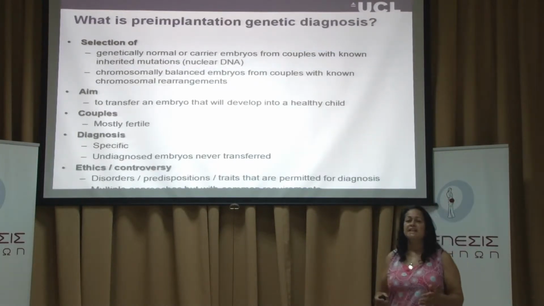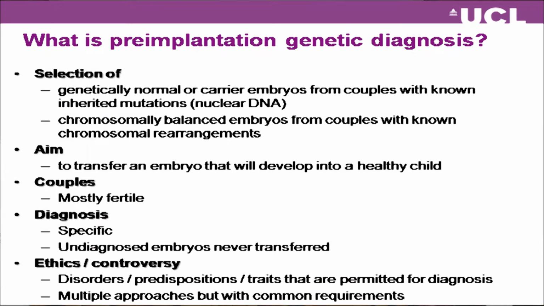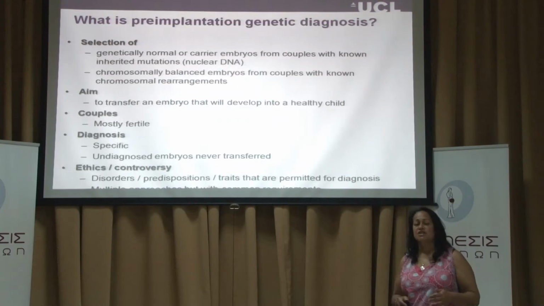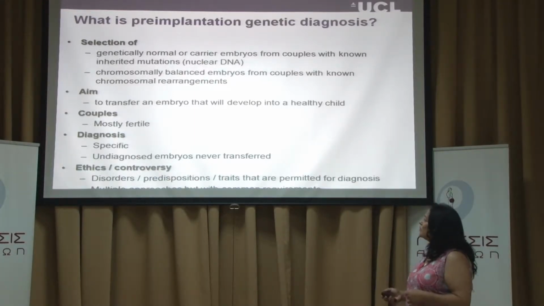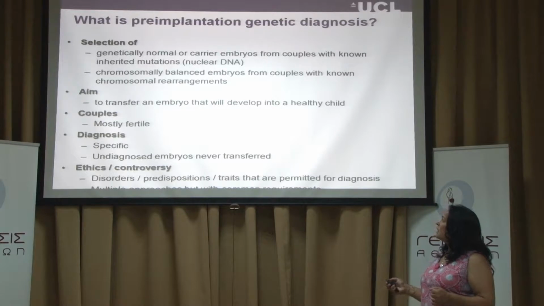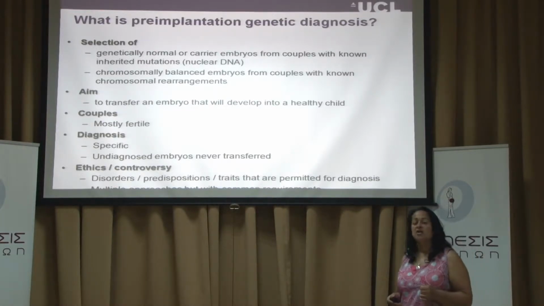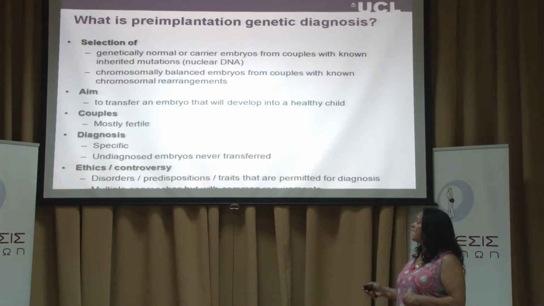So what is PGD? Now, it may seem obvious, but I just really need to set the scene. For PGD, we're selecting genetically normal or carrier embryos or chromosomally balanced embryos from patients who are at very high risk of transmitting this to their child. So they come to us knowing that they're carrying this abnormality, and we can do the genetic test for them. So the aim is to transfer an embryo that will develop into a healthy child. So we want to do a diagnosis for the specific abnormality they're carrying.